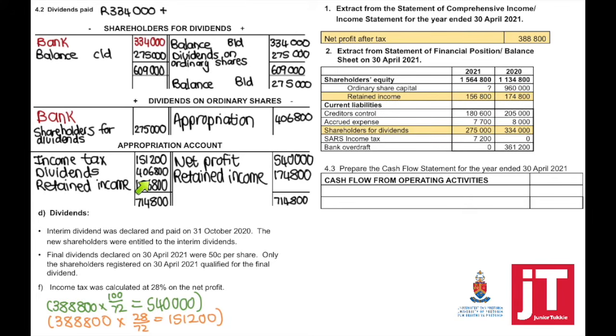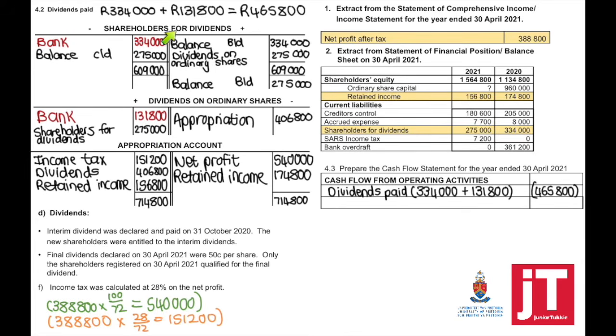Now we can find the missing figure, the total dividends on ordinary shares. Once we've got the total dividends on ordinary shares, we can calculate the interim dividends. Take the credit minus the debit side. So my total dividends paid is my interim dividends plus the final dividends recommended at the end of last year. Make sure that you take it to question 4.3 in your cash flow statement, dividends paid, and it must be shown in brackets, your final answer, because this is an outflow.